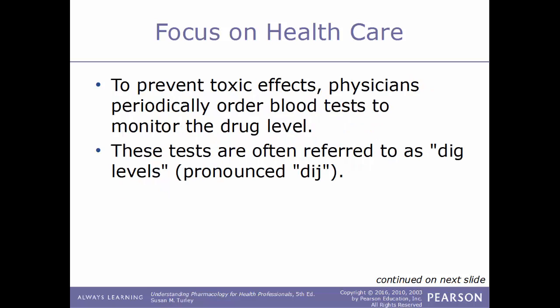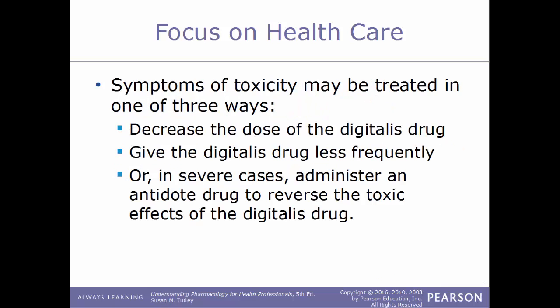So to prevent toxic effects, physicians periodically need to order blood tests to monitor drug levels. These tests are often referred to as DIG levels. Now, symptoms of toxicity may be treated in one of three ways. You can either decrease the dose of the digitalis drug, give the digitalis drug less frequently, or in severe cases, administer an antidote drug that helps to reverse the toxic effects of the digitalis drug.